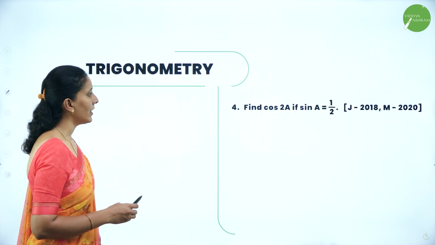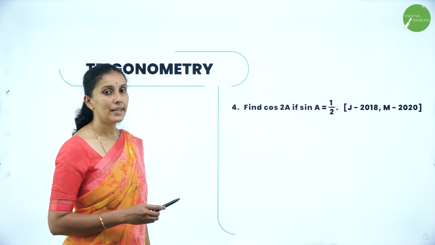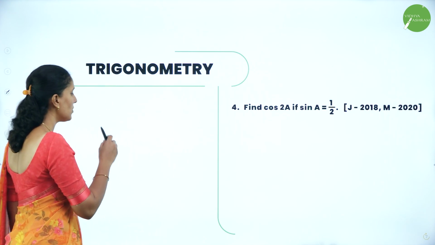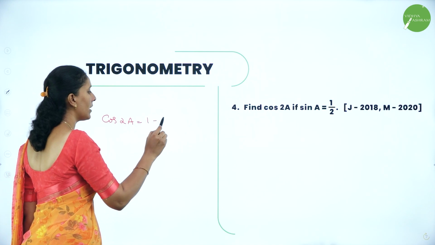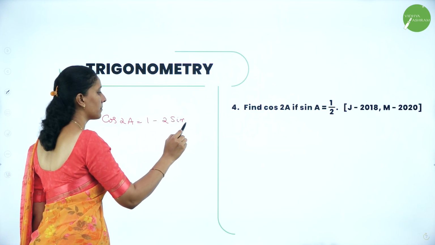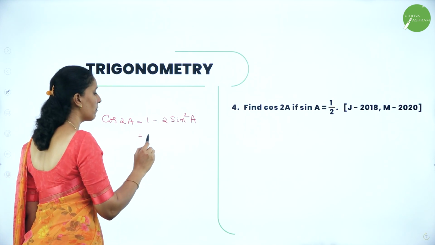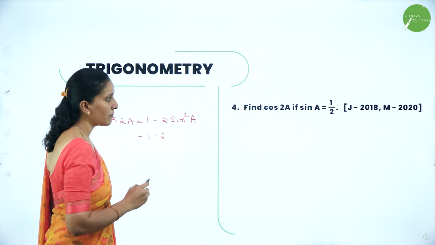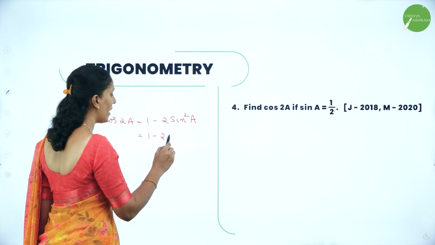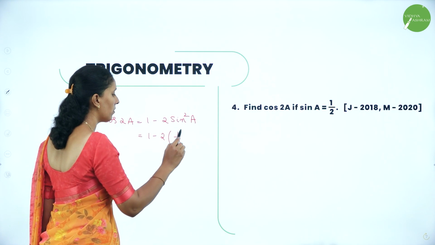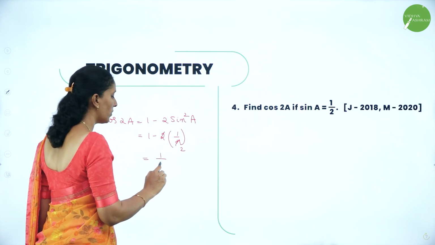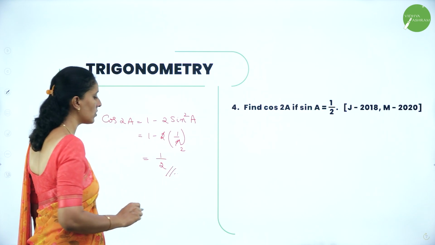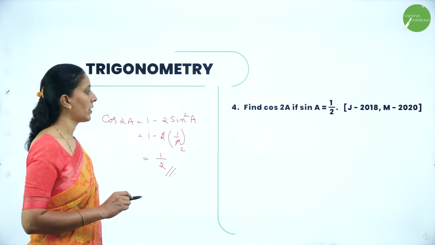Next, find cos 2A if sin A is equal to 1 by 2. Cos 2A can be written as 1 minus 2 sin square A. So therefore here 1 minus 2 into 1 by 2 whole square, which is 1 by 4. So we will get this as 1 by 2 again. So 1 minus 1 by 2 is 1 by 2. So therefore cos 2A is 1 by 2.